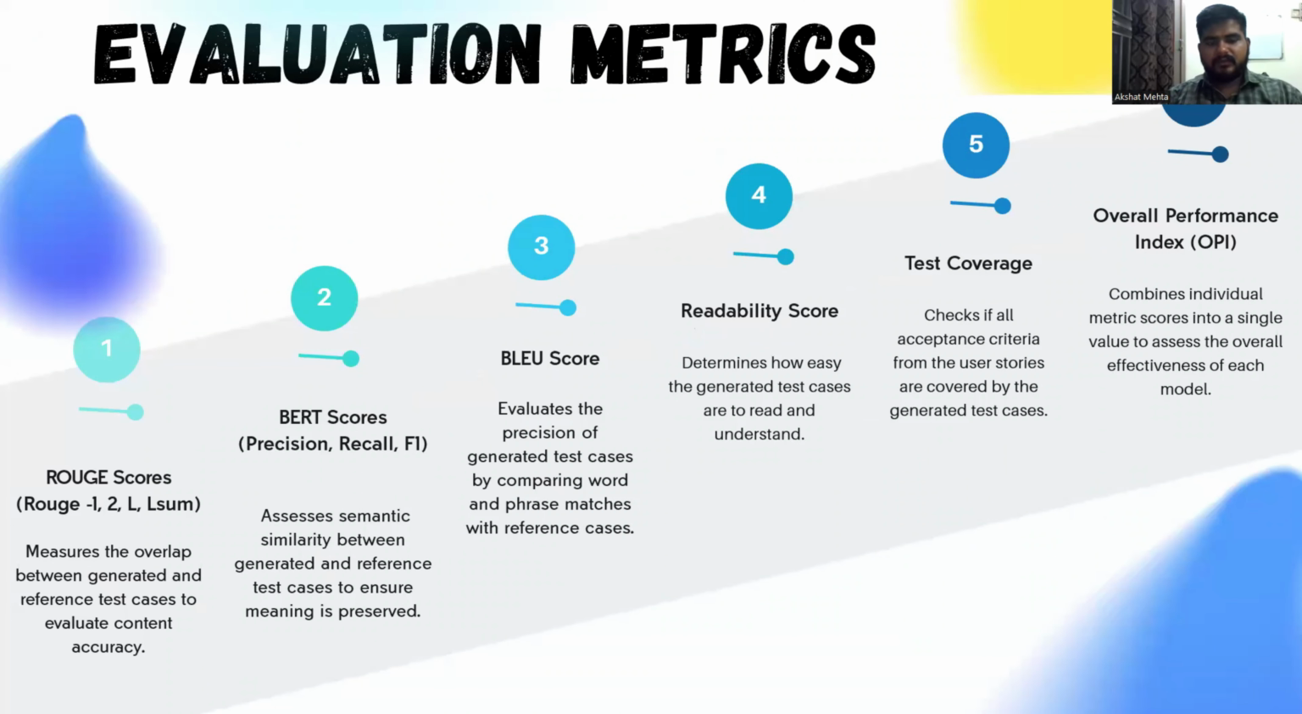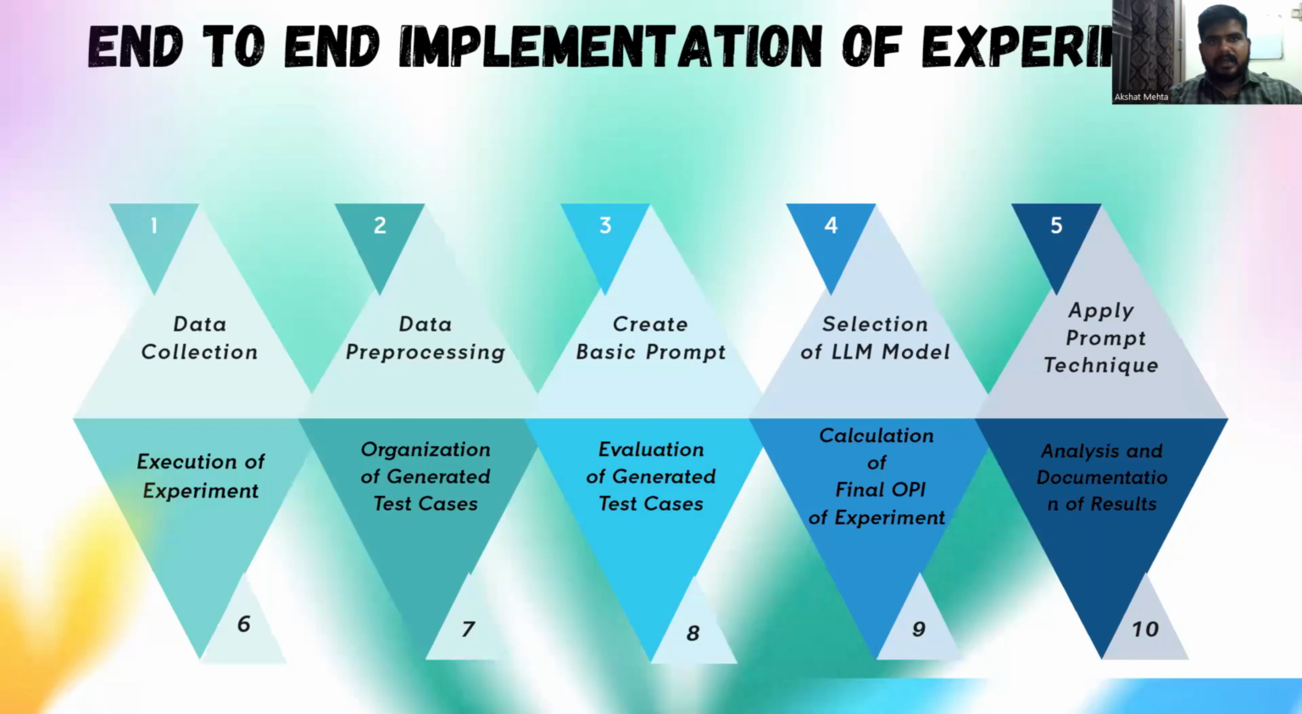After seeing the evaluation metrics, let's move to the next slides, in which we can see the end-to-end experimentation of the implementation. In this slide, I will walk you through the step-by-step process of how each of the 30 experiments was conducted in my thesis. First, data collection. We started by gathering all the necessary data, which included the project details, feature details, user stories, acceptance criteria, and the reference test cases. This data formed the foundation for generating new test cases.